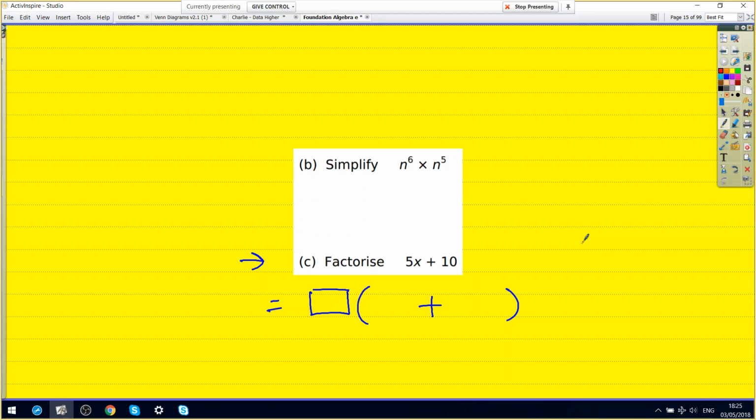Five. I don't know. That wouldn't be x. So what are we trying to do? Are we trying to see what two numbers made 5x plus 10? Yeah. Right. So would one of them be 5 and one 2.5 or?